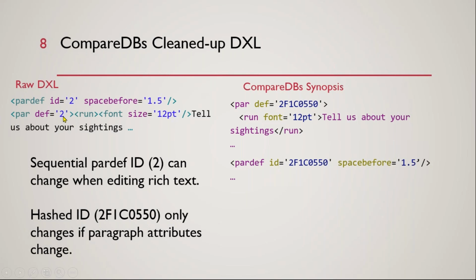The problem with this is if you edit the form or whatever it is, and you change the formatting in one paragraph, that's going to result in a new paragraph definition, and all the sequential numbers for the subsequent paragraphs will change, which means you get dozens of changes in your document when you just change the formatting on one paragraph. And so what we did here is we changed the paragraph definition to a hash code that's based on the attributes of the paragraph, so that you don't see any changes unless there is an actual change in the formatting of that paragraph, in which case the def ID will be a different hash value.